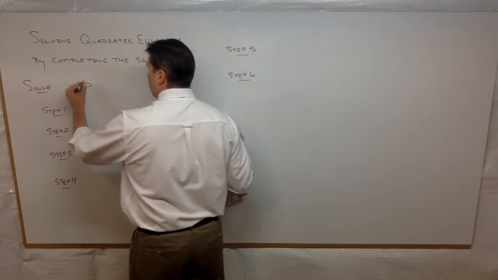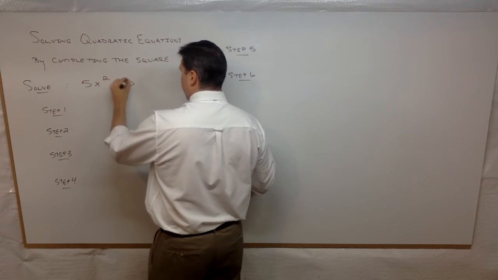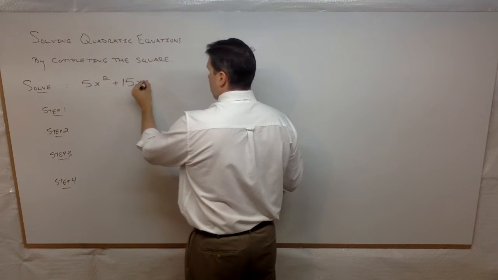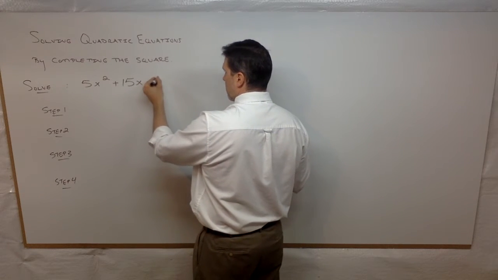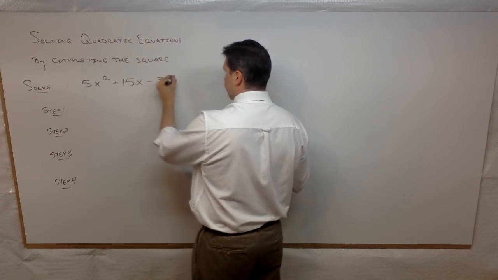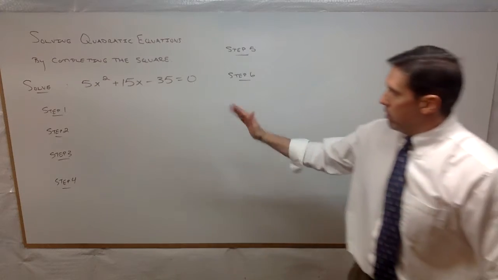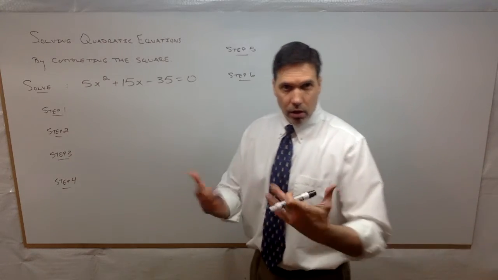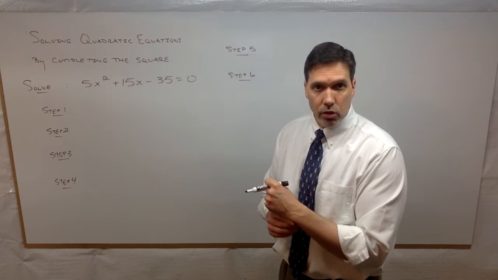Say we were asked to solve 5x squared plus 15x minus, what sounds good, about 35. Now, I have no idea if this actually solves nicely by factoring, and I don't care. I'm going to use completing the square to solve this.